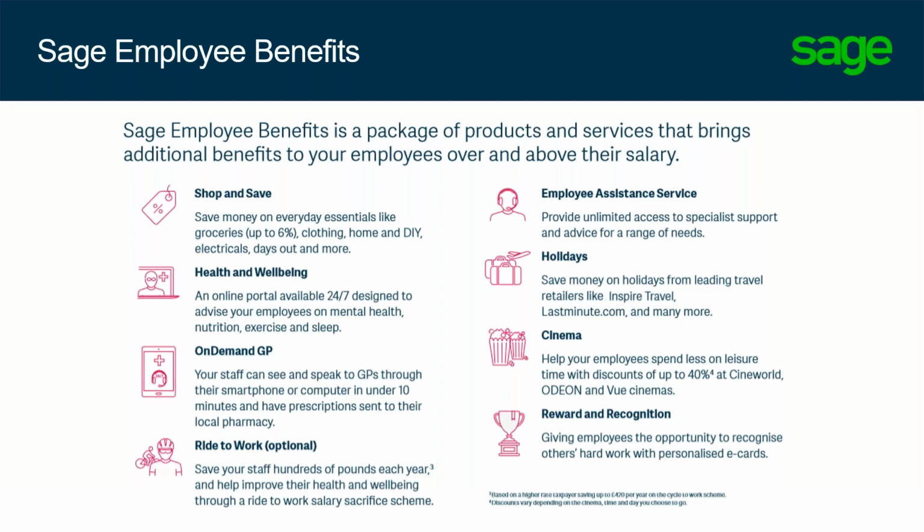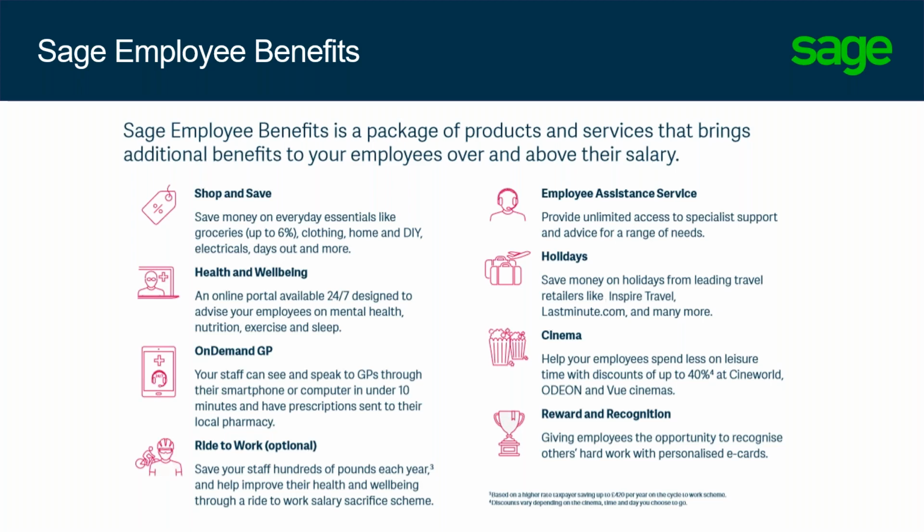So we're talking about shop and save, which is probably, when you look at Sage Employee Benefits, the first thing that strikes you: the ability to save money on everyday essentials. So it's almost like a discount gateway. You've got health and well-being, on-demand GP, right to work, which is optional, you can get that switched off if you don't want to use that. There's an employee assistance service, there's holiday savings, cinema savings, and also a reward and recognition option as well.